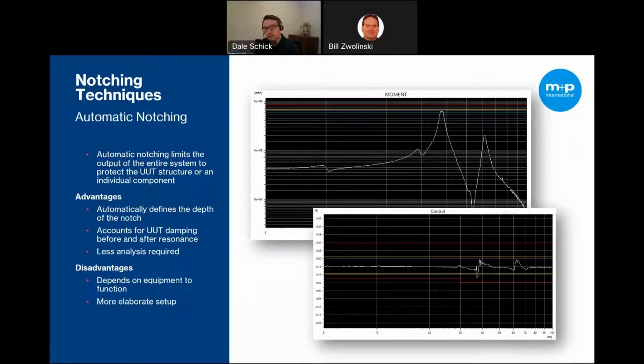When defining an automatic notch, on the other hand, much less pre-test analysis is necessary to determine those limit values. Though easier, it's more critical that the sensor configuration is rock solid, as it's heavily relied on to produce these results.